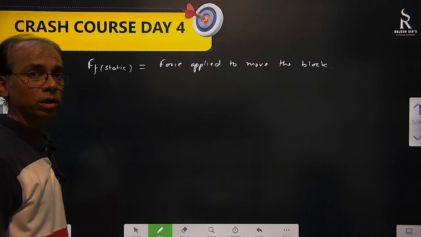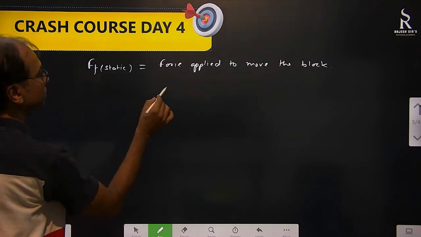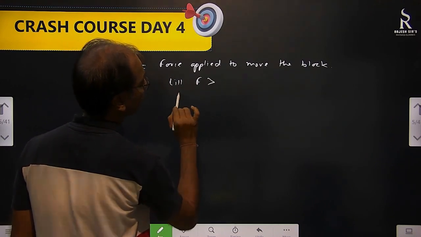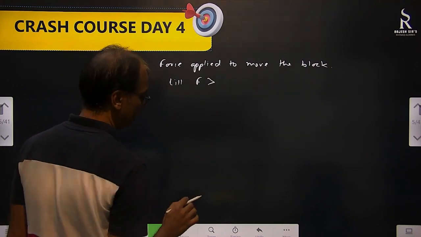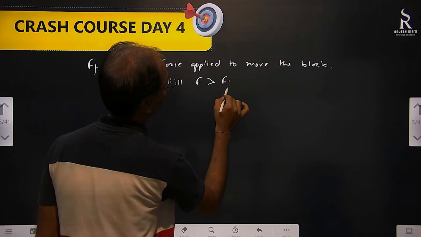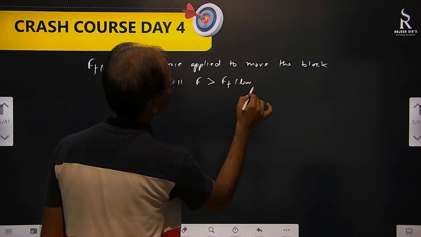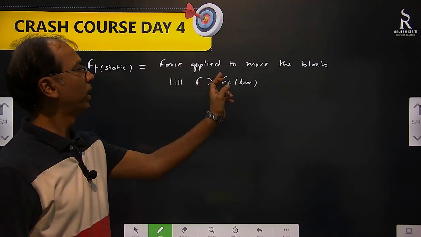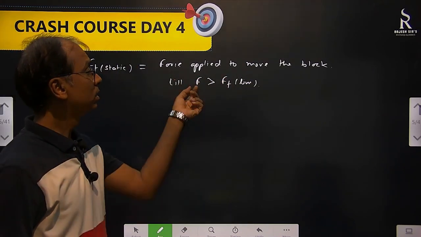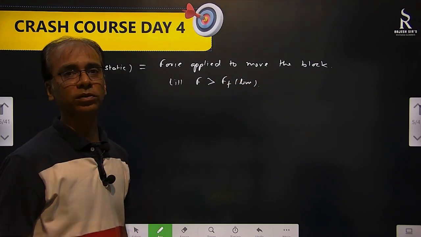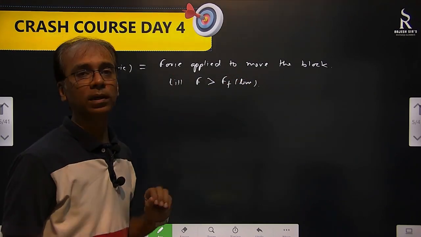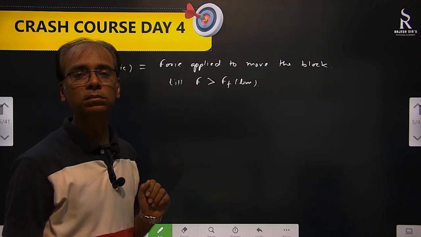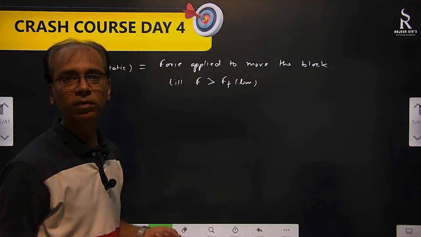Okay, till what? Till force is not greater than, till F is greater than force of friction limiting. Force of friction static will be equal to force applied to move the block till this applied force is not greater than force of friction limiting. Once you apply greater force than that, what will happen? Block will start moving. Then force of friction will become kinetic friction.